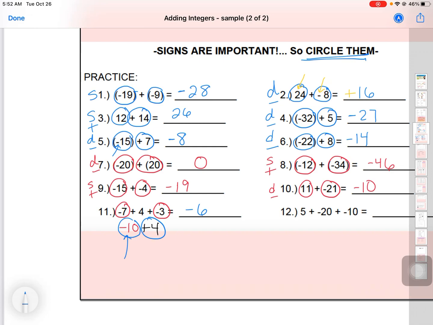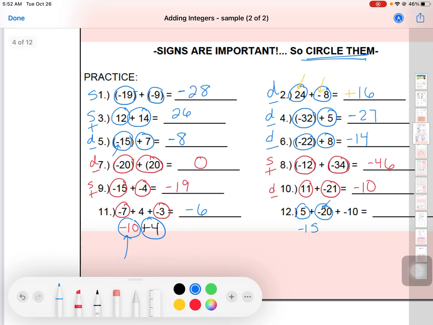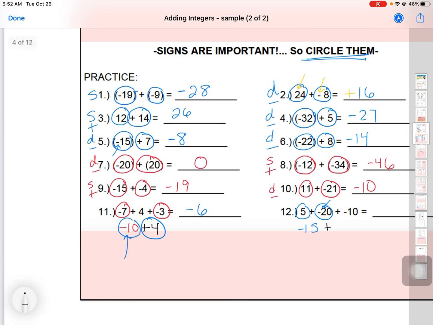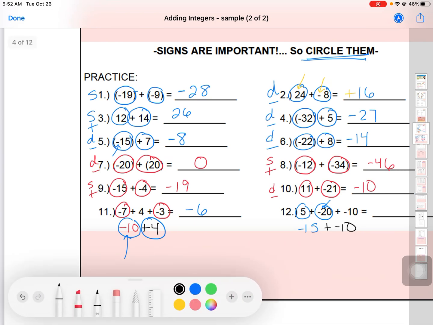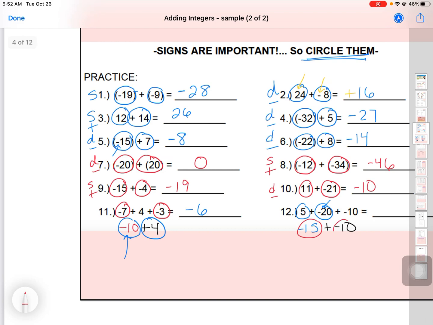But I could, if I wanted, just go left to right. So in number 12, if I want to do a 5 and a negative 20, the signs are different, so I'm going to subtract them, and I get 15. And there's more negatives, so it's negative 15. I bring down the plus and negative 10. And now if I look at the signs, I've got a negative 15 and a negative 10. The signs are the same, so I'm going to add them together, and I get 25. I'm adding 2 negatives, a bunch of red chips together, so my answer is negative 25.